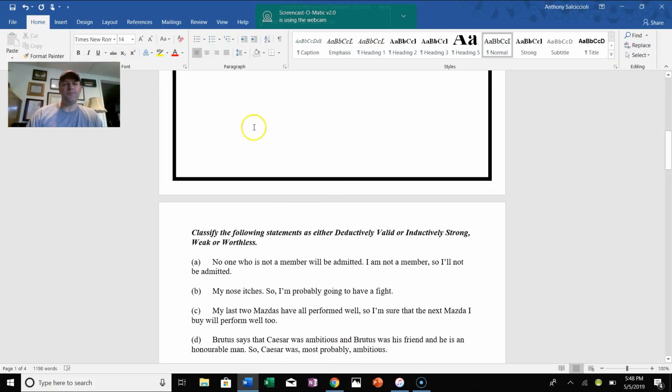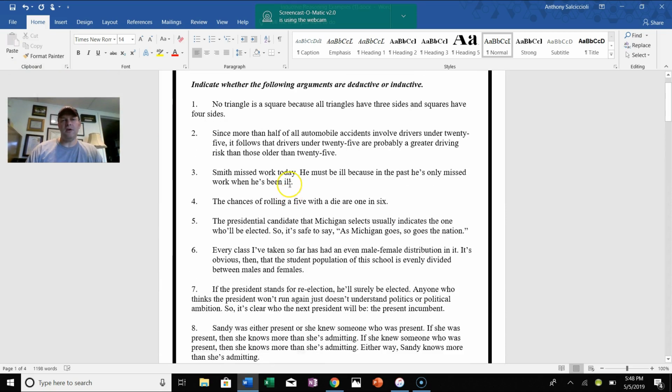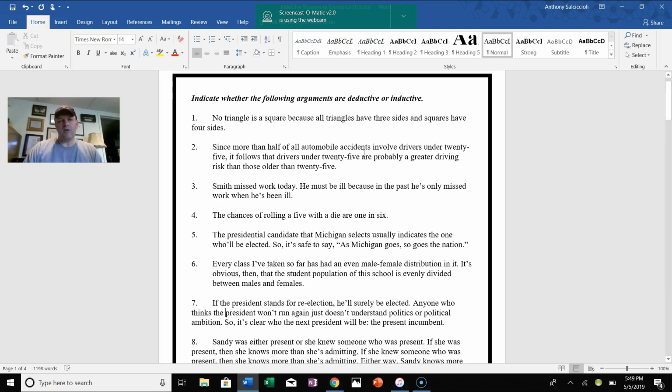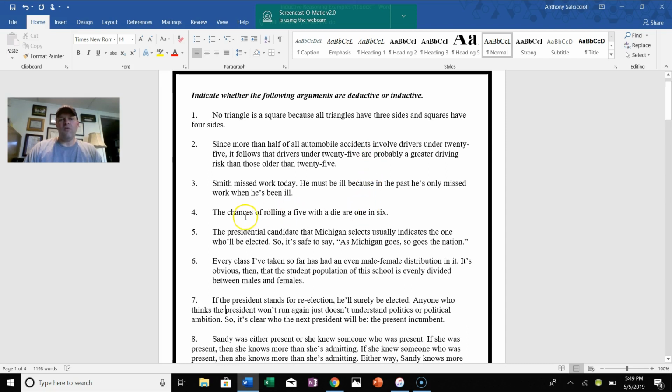Here we go. Okay, so the first page was simply a reiteration that you know what deductive reasoning is and what inductive reasoning is. And this was the simplest part, and I don't want to do all 10 with you, but I'll give you one of each. So let me look for an obviously deductive argument here. How about we take number 4 here. The chances of rolling a 5 with a die are 1 in 6. Now I can deduce, if I roll a die, there is one of 6 outcomes. Always. Forever and ever. Airtight, deductive.